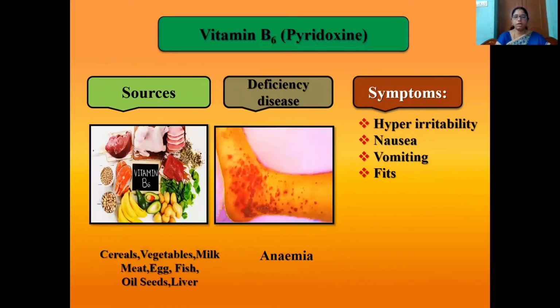The next one is vitamin B6. This vitamin is also called pyridoxine. The sources of this vitamin: cereals, vegetables, milk, meat, egg, fish, oil seeds, liver. The absence of this vitamin leads to anemia. The symptoms of this disease: hyperirritability, nausea, vomiting, and fits.